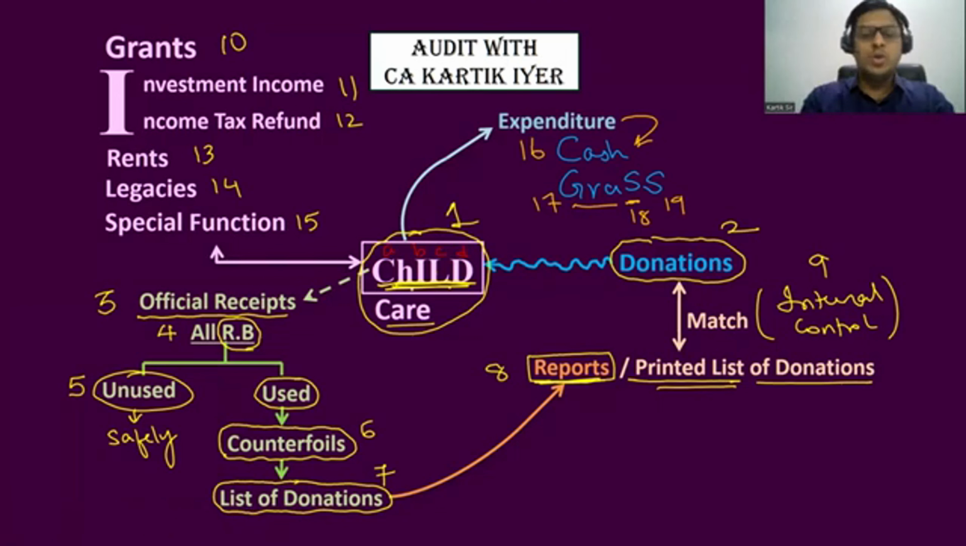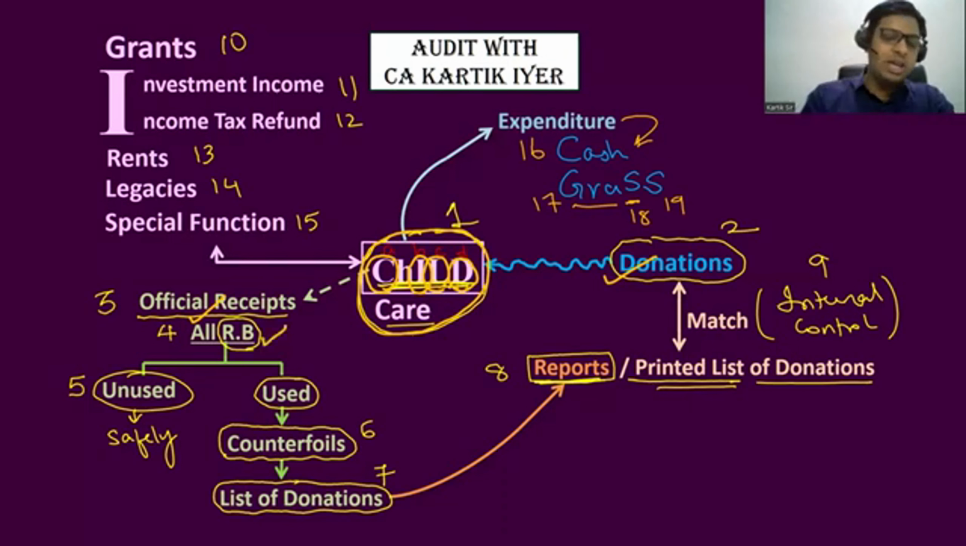First of all, when you do audit of any charitable institution, let's say the charitable institution's name is Child Care. First will come the constitution of the charitable institution, then you will have the internal checks, then the law under which the charitable institution is set up, and whether the money received is deposited in the bank in a regular manner. Next, the charitable institution will receive donations. Whoever gives us a donation, we will give them an official receipt, and that will come from the receipt book. So all the receipt books we should check.